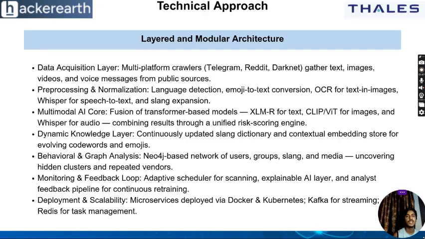Kafka handles high-throughput data streams, while Redis and Celery orchestrate asynchronous tasks, making the system robust enough for real-time national-scale monitoring. Altogether, this multi-layered technical design transforms it into a living intelligence ecosystem, one that unifies AI, graph analytics, and human expertise into a cohesive cybercrime detection pipeline.